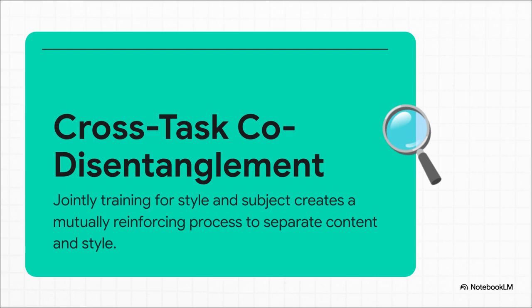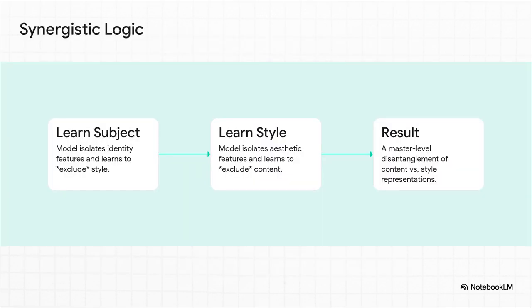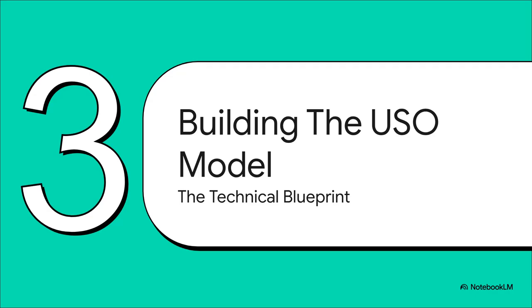The theory is that by training a model to do both at the same time, you force it to get incredibly good at the one thing they both depend on, and that's cleanly separating content from style. And here's how that logic plays out. Think about it. To learn a subject, the model has to get really good at isolating identity features and, crucially, ignoring the source style. To learn a style, it has to do the opposite, isolate aesthetic features and ignore the source content. So the very features the model learns to include for one task are the exact same features it learns to exclude for the other. This creates this incredible, mutually reinforcing signal, and that's how it achieves a level of disentanglement that you just can't get with single-task training.